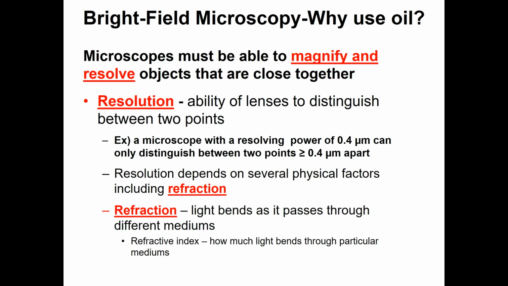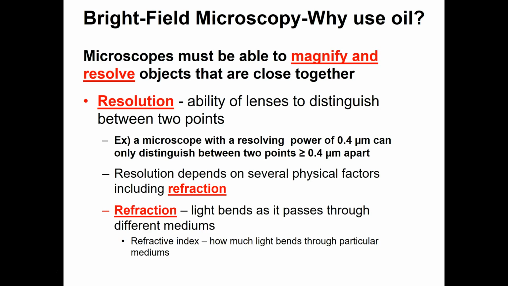So what does resolution mean? What does it mean to resolve small objects? Well, resolution is the ability of a lens, your eye included, to distinguish between two close together objects. So if you can see two objects that are close together, you're resolving them. But the thing is that every lens, including your eyes, has a limit of resolution.